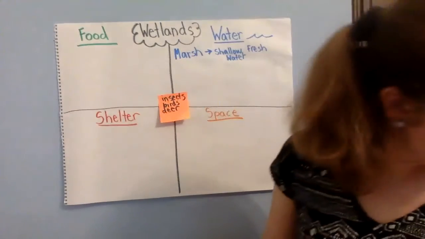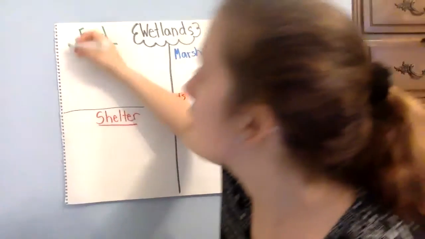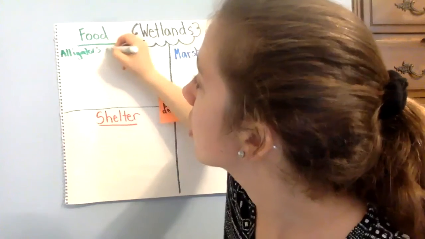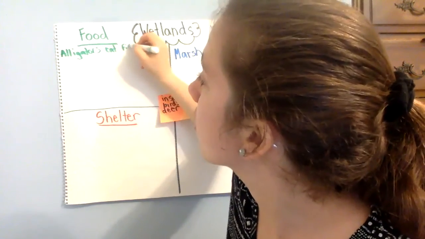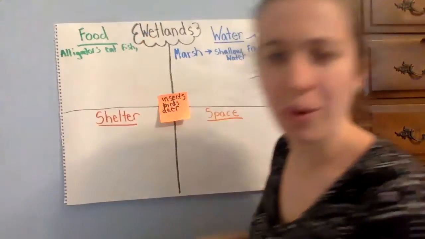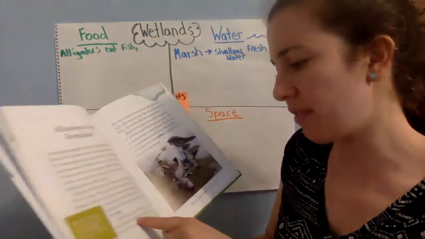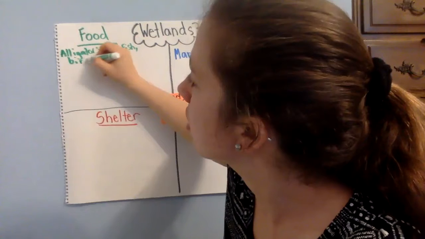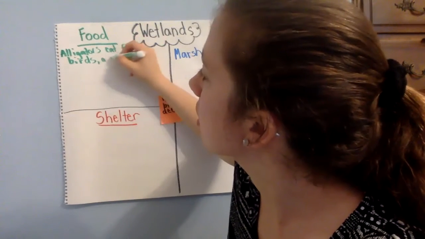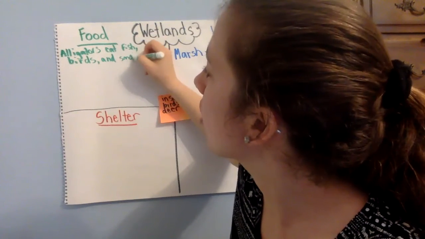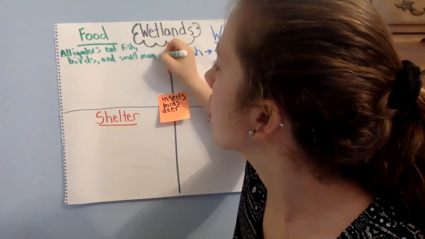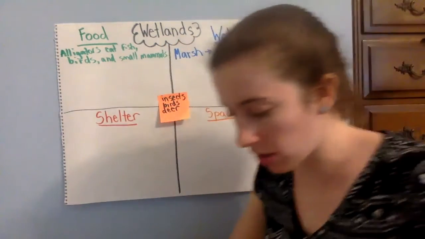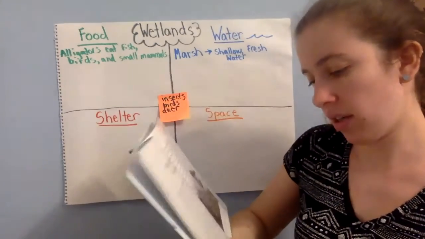That's a new fact. So for food, we've learned that alligators eat fish, and I don't quite remember what I read, so I need to go back and check it. It says fish, birds, and small mammals. Okay, eat fish, birds, and small mammals. So I know that fish, birds, and small mammals must be in the wetlands.